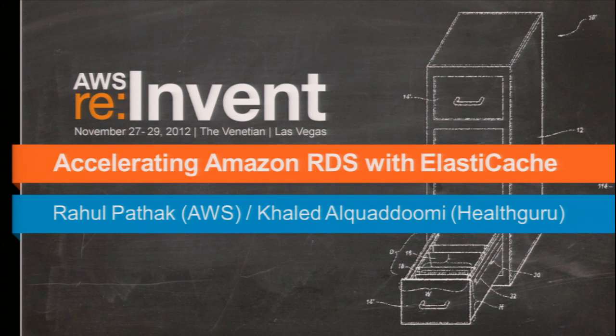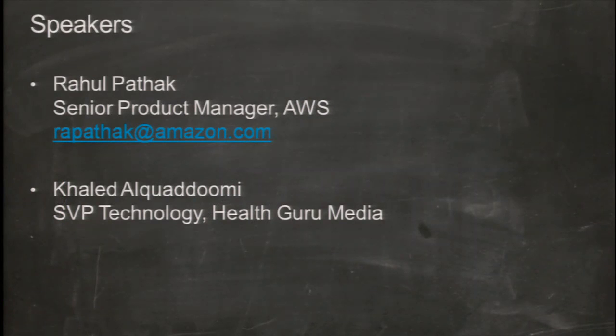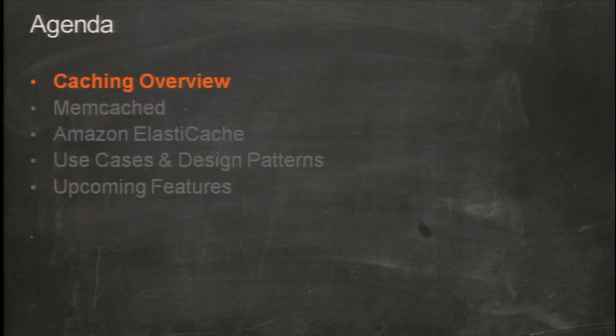Today you're going to learn about how to make your applications go faster. We're going to talk about Memcached and ElastiCache, and then you'll hear from Khaled Al-Quadoumi, who's the SVP of Technology of Healthguru, about how they've scaled their applications. And my name is Rahul Pathak, and I'm the Senior Product Manager in Database Services, and I've worked on ElastiCache and RDS. So let's get started.